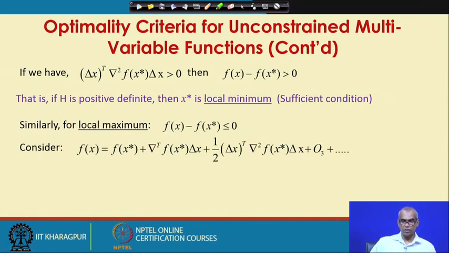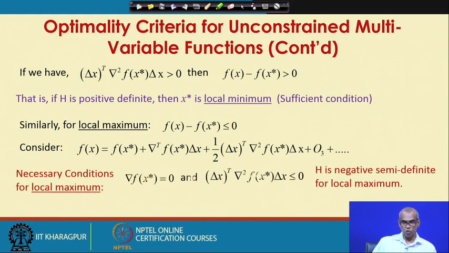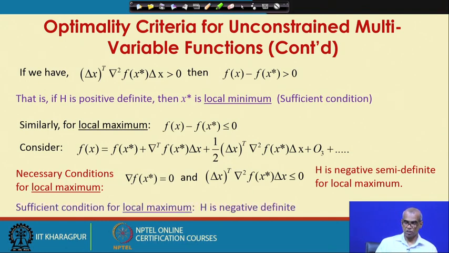Similarly, for local maximum, f(x) minus f(x*) is less or equal to 0 and considering the same argument, the necessary conditions for local maximum are the gradient equal to 0 and the Hessian is negative semi definite. Similarly, the sufficient condition for local maximum is that the Hessian is negative definite.